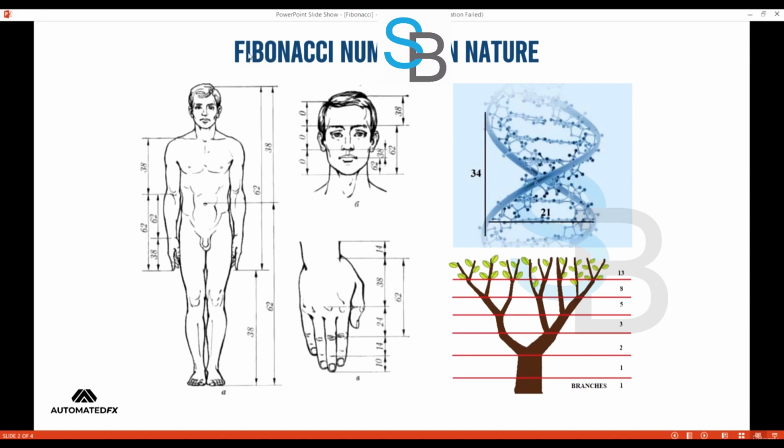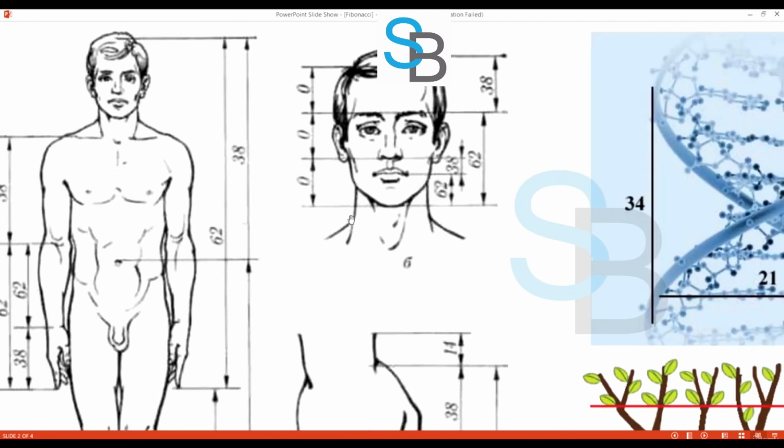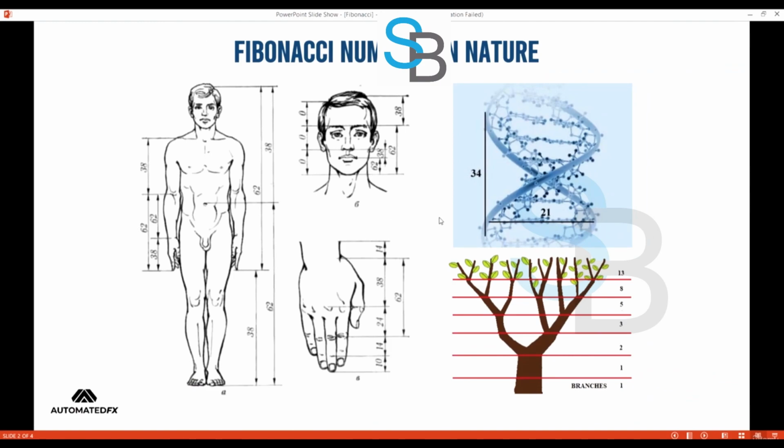The next slide shows us Fibonacci numbers in nature. So how do we get this? When you take, for example, your arm, or let's just say your head, you take the height from here to here and then divide it by the height from here to here. You get the Fibonacci number. And with different parts of your body, even your mouth, take here to here and divide it from here to here, you get a Fibonacci ratio.